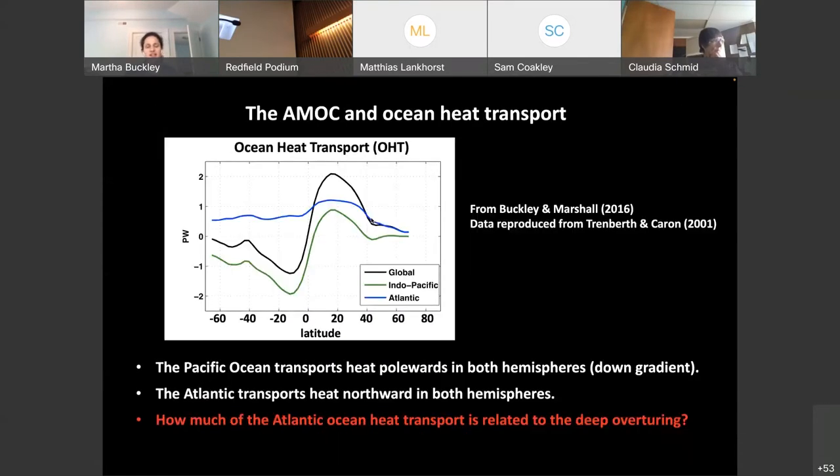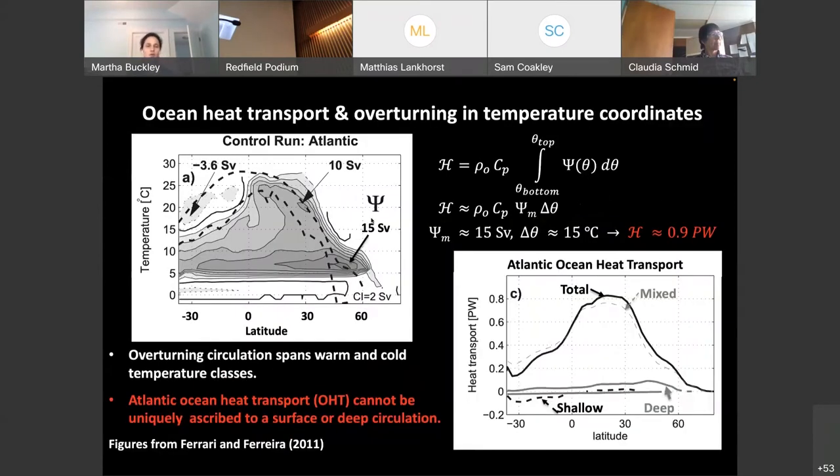But interestingly, it's not exactly easy to determine how much of the ocean heat transport in the Atlantic is due to the AMOC. By that, I mean what portion of the ocean heat transport is due to the fact that there is a deep overturning, a surface to mid-depth overturning circulation in the Atlantic. So one way to get at ocean heat transport is to look at overturning stream functions in temperature coordinates.